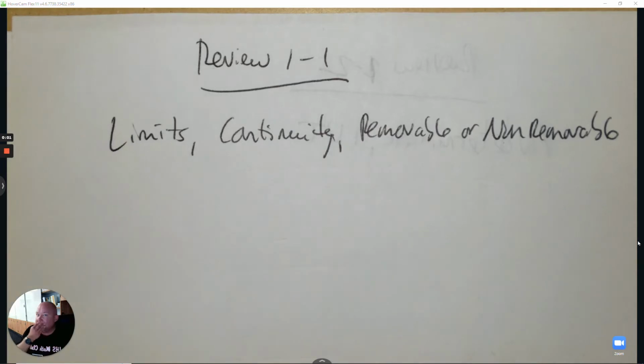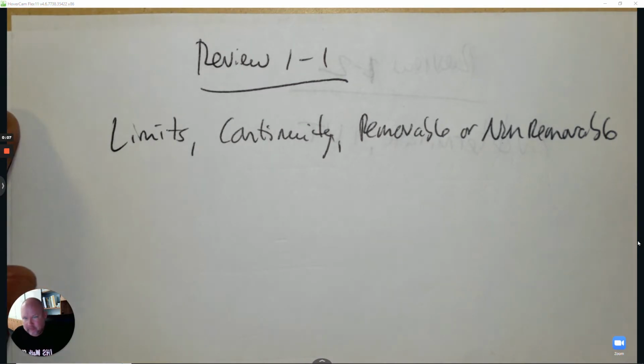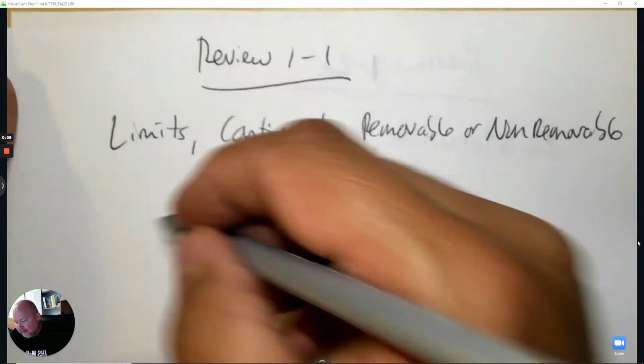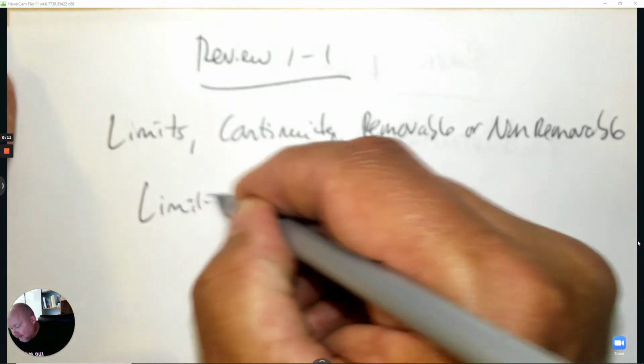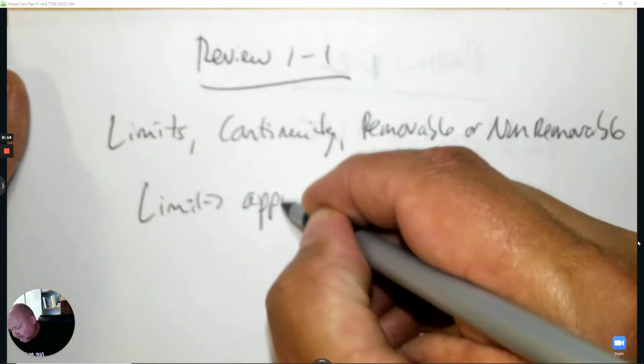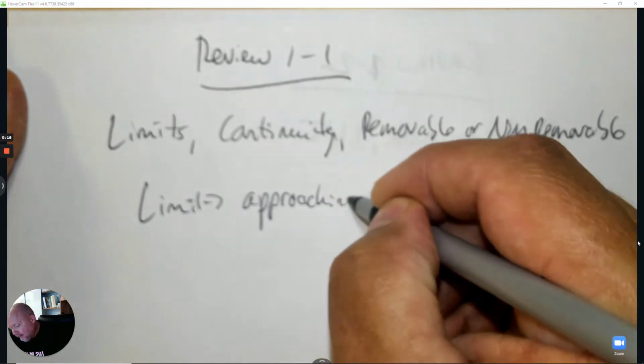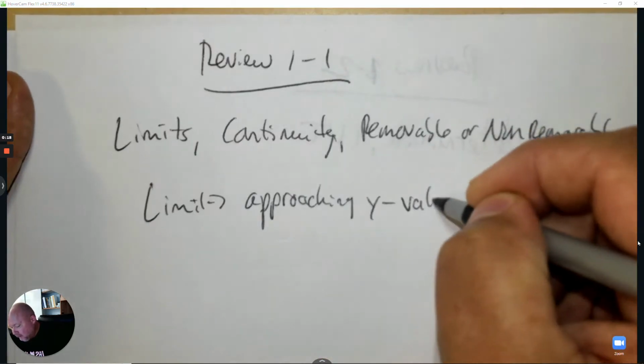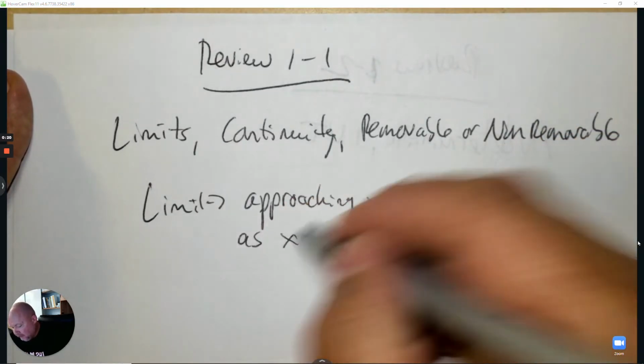All right, so here's a review from 1-1, and I can also do a review of 1-2 if you want to redo this quiz. So here's a review. 1-1 introduced the idea of a limit, and the limit has to do with the word approaching. It's the approaching y value as x approaches a number.